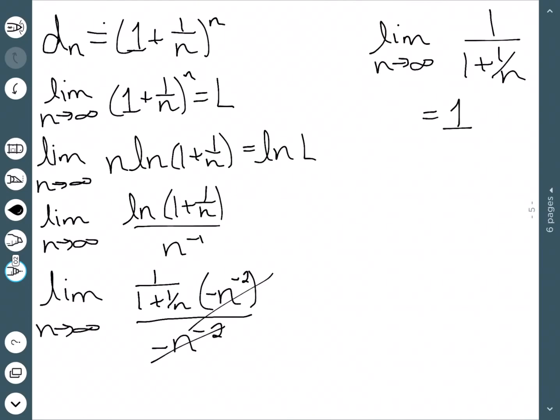But that's not the final answer. Remember, this is ln of L that's equal to 1. So raising both sides to the e power, I get that the limit here is e.